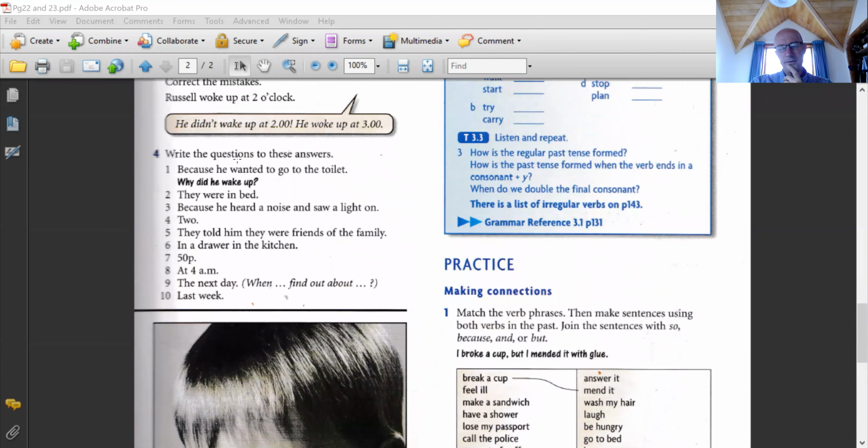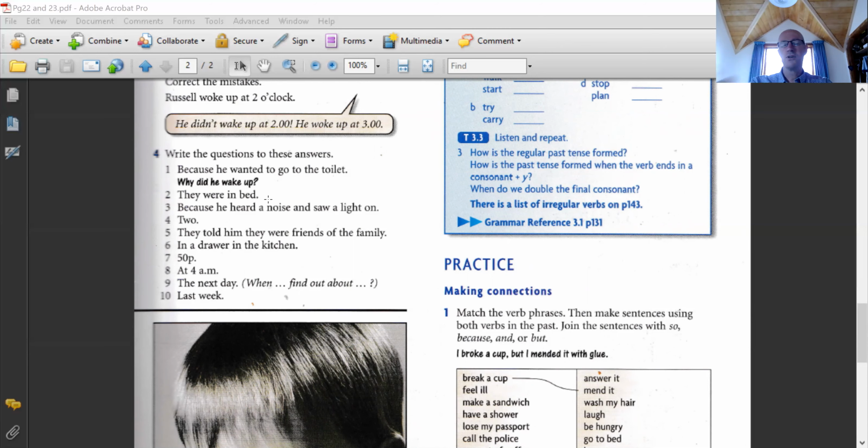So in the class we started doing part 4 here, making questions for the answers. So we had, because he wanted to go to the toilet, that's the answer, and the question was why did he wake up, right? Number 2, the answer, they were in bed. Now, you remember in class, we made the question, where were Russell's parents? They were in bed. Number 3, because he heard a noise and saw a light on.